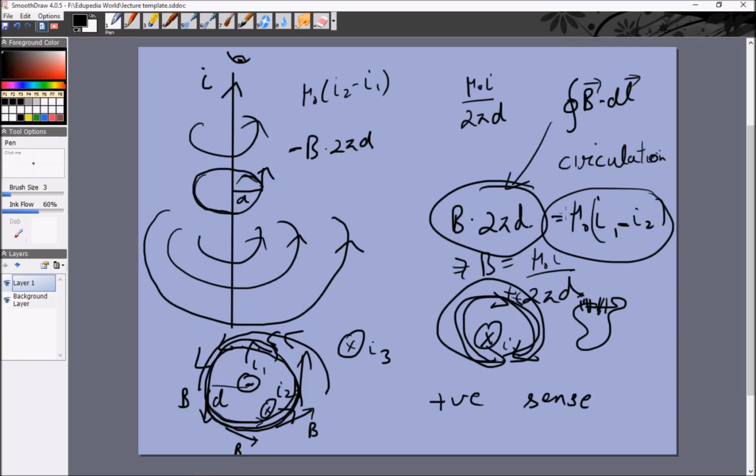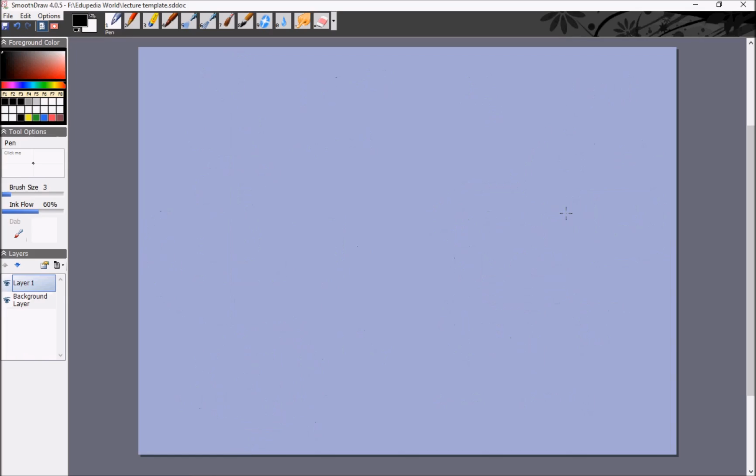Right. So this is the first case in which we see how easy it is to calculate the magnetic field using Ampere's law. By the way, something which I didn't cover in the previous video, though I should have, but we can cover it here as well, because we've just found out the magnetic field due to Ampere's law.